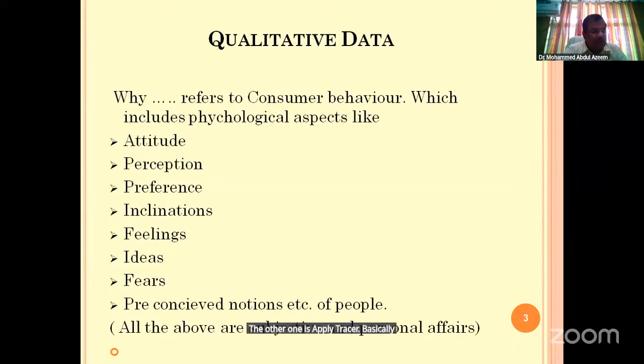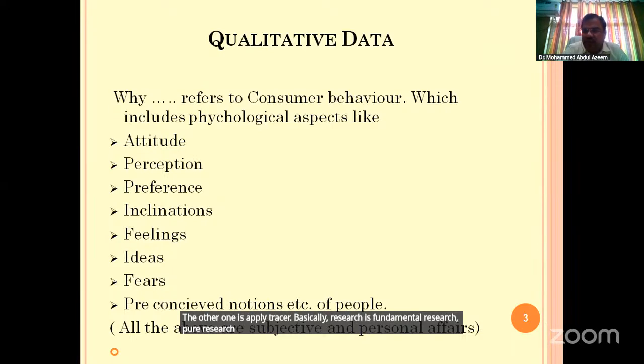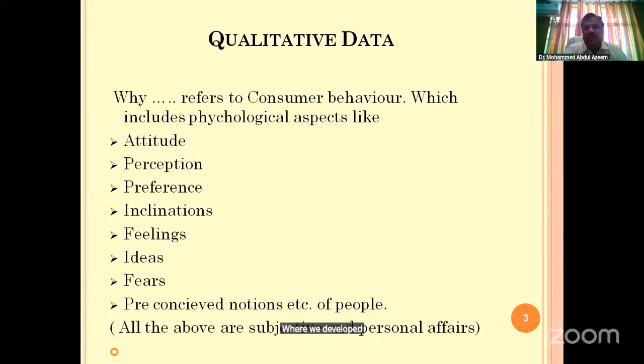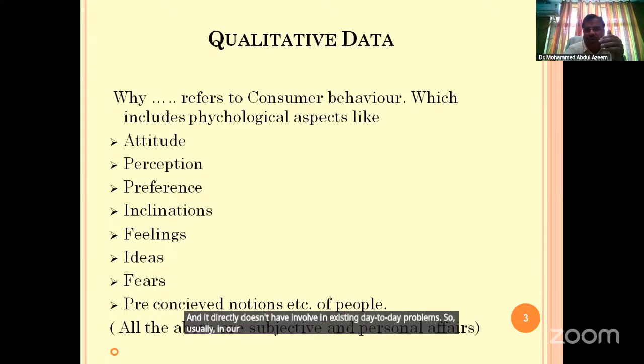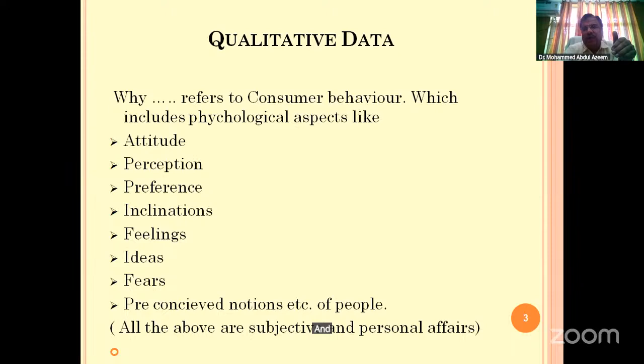Basic research is fundamental research, pure research, or usually theoretical research, where we develop all these theories, law of demand, law of supply, theories of consumer behavior, purchase behavior. These are all the things. So here, basic research aims at expanding the depth of knowledge, and it is not directly involved in existing day-to-day problems. So usually in our commerce, in our management, hardly do we do this kind of research. But of course, we use the secondary data and we analyze those data. It can also be a part of this basic research.